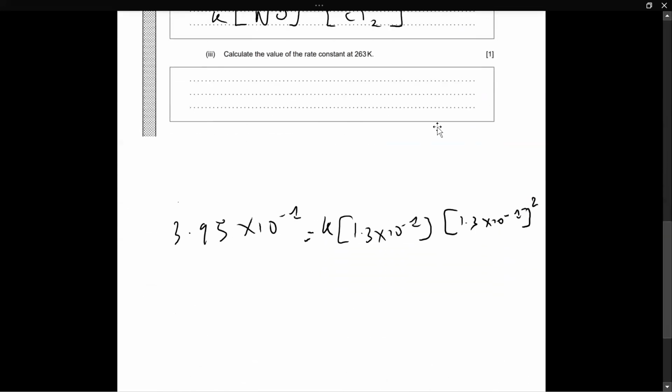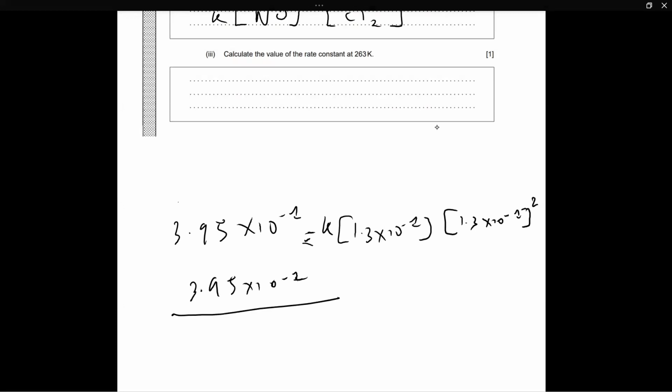So let's see what we get as the rate constant. Now, since we have K, which is an unknown variable on this side, we just have to isolate K, right? This is algebra. This is what we do in math. So it's basically 3.95 times 10 to the negative 1 divided, because if you take this over to the other side, by 1.3 times 10 to the negative 1 to the power of 3. Because it's squared over here, and then we multiply it by the same again, so it becomes cubed. Hopefully that makes sense.